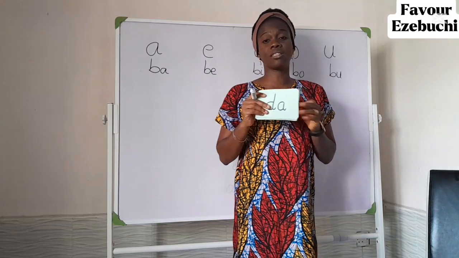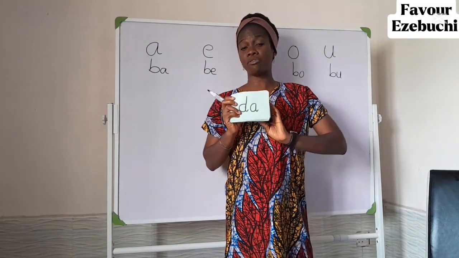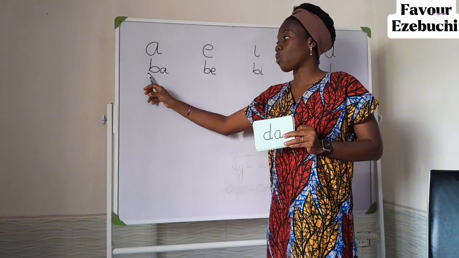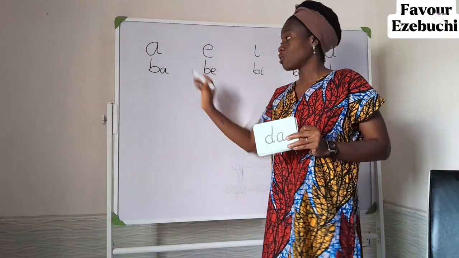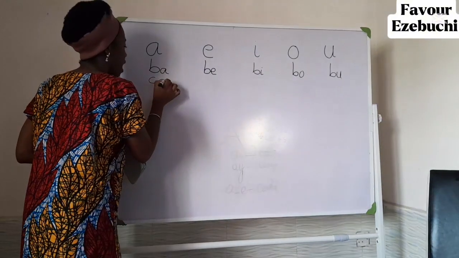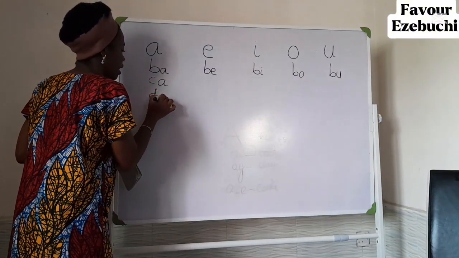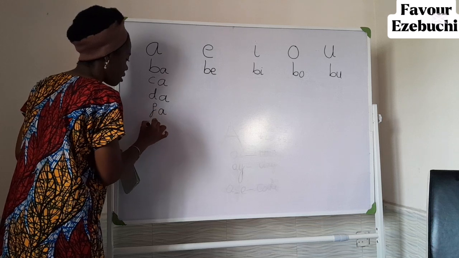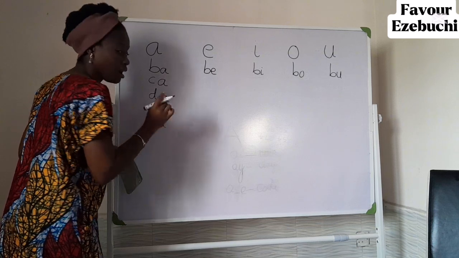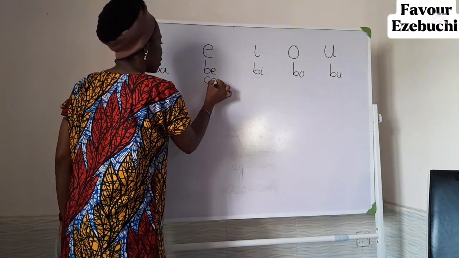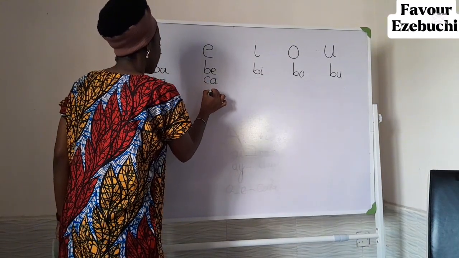You can see this is the A part of it. I already have a flashcard for it. So we go B, A is Ba, right? After this, I will come over here and do K and A, Ka, D and A, Da, F and A, Fa, G and A, Ga. So I will do this and come over here and do the same thing again.